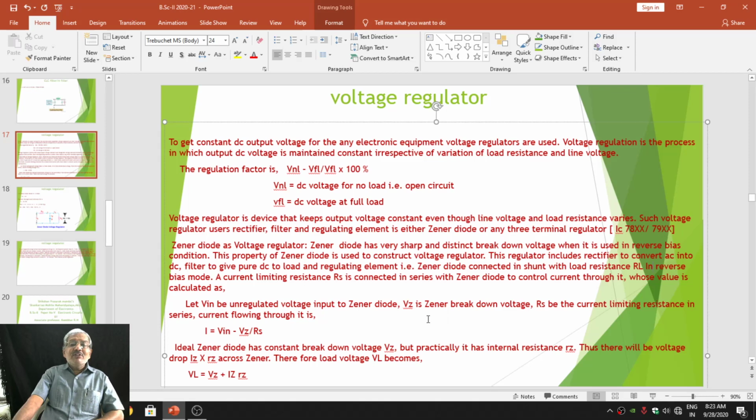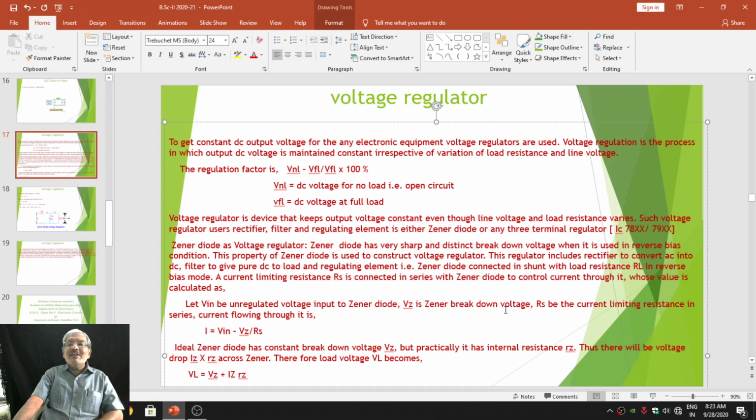To calculate the value of the series resistance, let Vin be the unregulated voltage input to the Zener diode. That is, after filtering, whatever voltage we apply to the shunt-connected Zener diode is the unregulated voltage. Unregulated voltage is that DC voltage whose magnitude doesn't remain constant. It varies if the load resistance is changed, and it varies if the line voltage is changed. That voltage is applied to the Zener diode, and its magnitude is Vin.